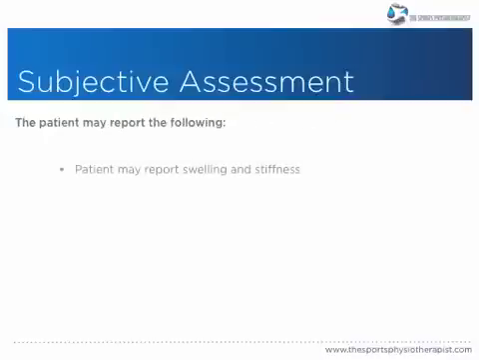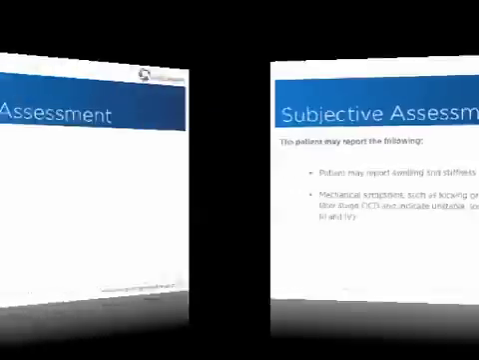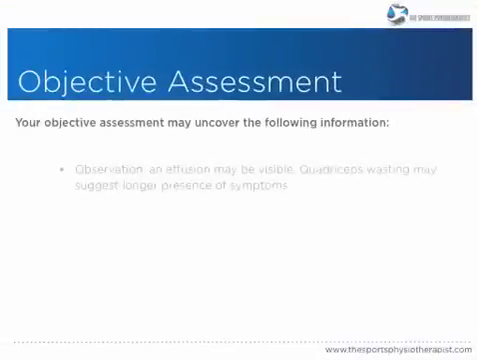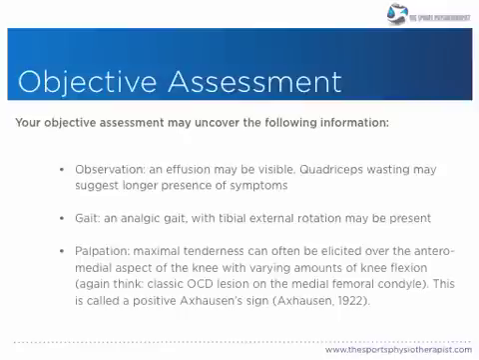And mechanical symptoms, such as locking or catching, are common in later stage osteochondritis dissecans, and they indicate unstable, loose fragments. Your objective assessment may uncover the following information. On observation, an effusion may be visible, and quadriceps wasting may suggest longer presence of symptoms. There may be an antalgic gait present, with tibial external rotation to try and unload the medial condyle.